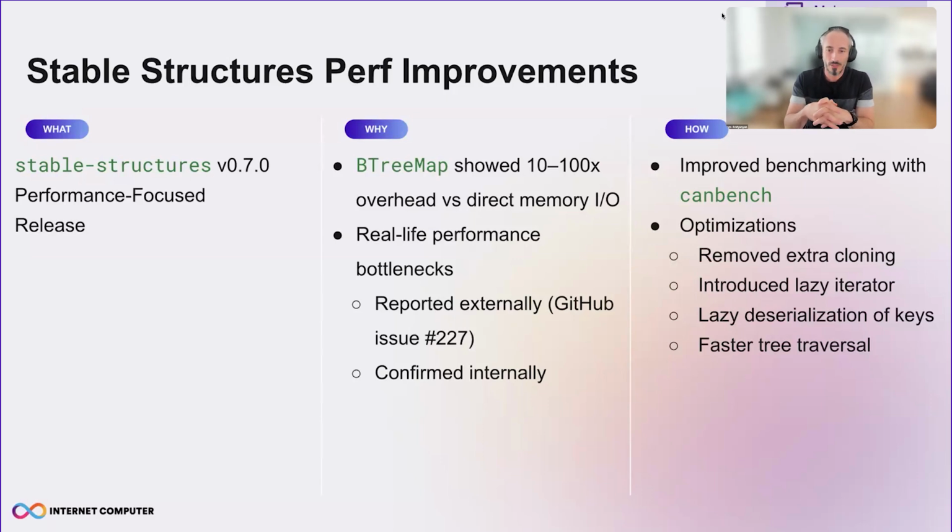The first step was that we actually improved another thing: our benchmarking tool, called CanBench. And with this improved tool, it helped us to clearly see and prioritize the optimizations, which included removing some extra cloning, introducing some lazy iterators, removing unnecessary deserialization of big keys, and speeding up the tree traversal. Next slide, please.